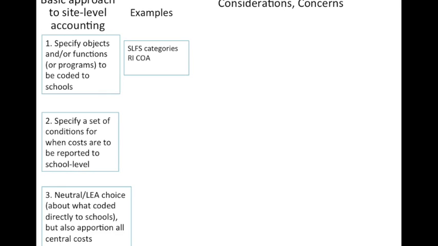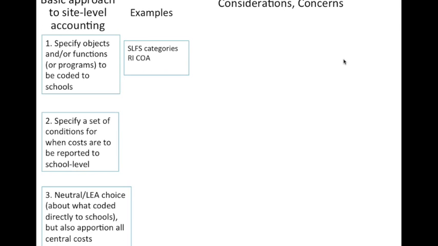the SLFS categories. The SLFS is the School Level Finance Survey, and some states have participated in that. That is a Department of Ed optional collection that they've been doing, and it asks for very specific things, like instructional personnel salaries that are assigned full-time to the school would go in there. So they're very specific categories, and that would mean that anything else is left as central or LEA-level money. And I would say that the Rhode Island Chart of Accounts is another example of this: specify objects or functions and code them to schools.